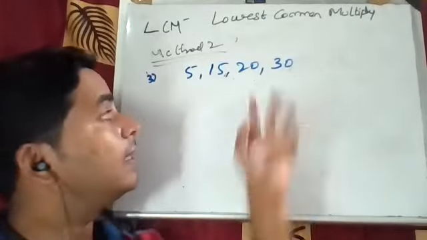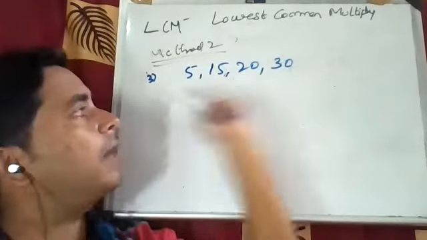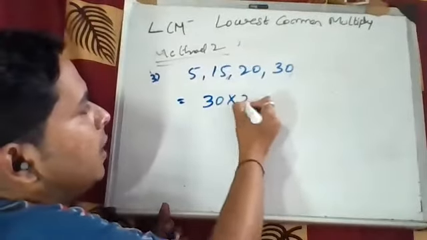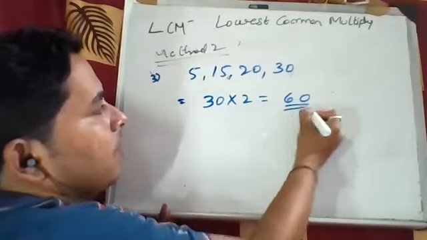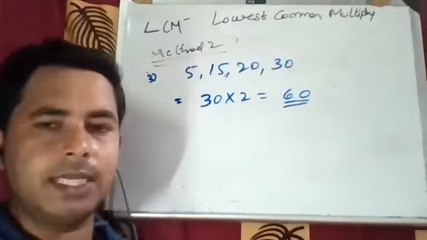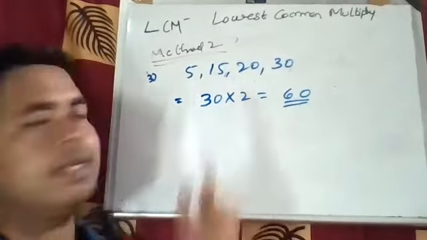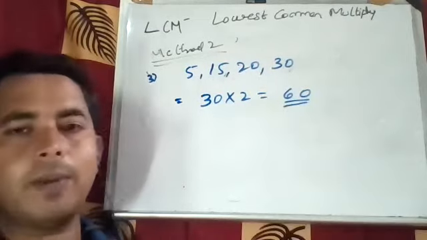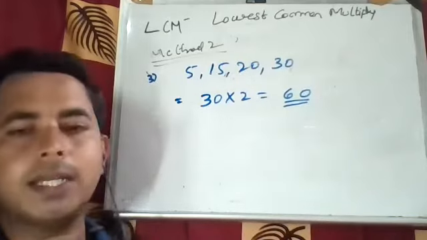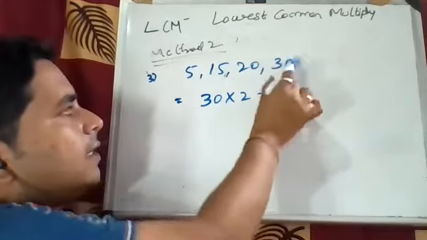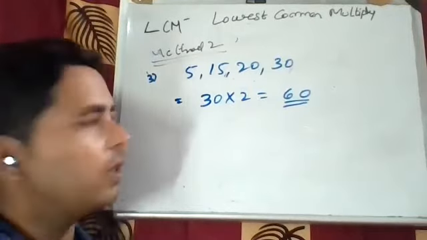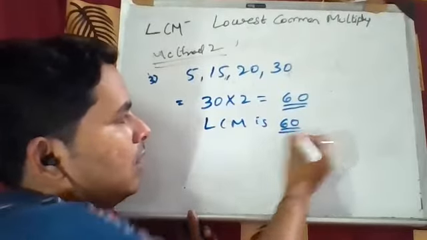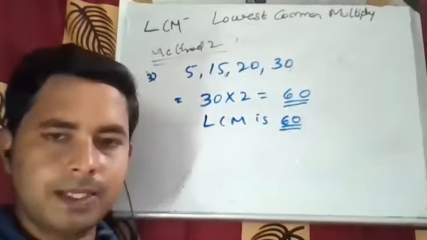So for that, what to do? Change 30 into a number which can be divided by all the numbers. If I multiply 30 by 2, it will become 60. Now 60 will be divided by 5. Yes. 60 will divide by 15. Yes. 60 will divide by 20. Yes. 60 will divide by 30. Yes. So what I did, I changed the 30 into 60. So here my LCM is 60.